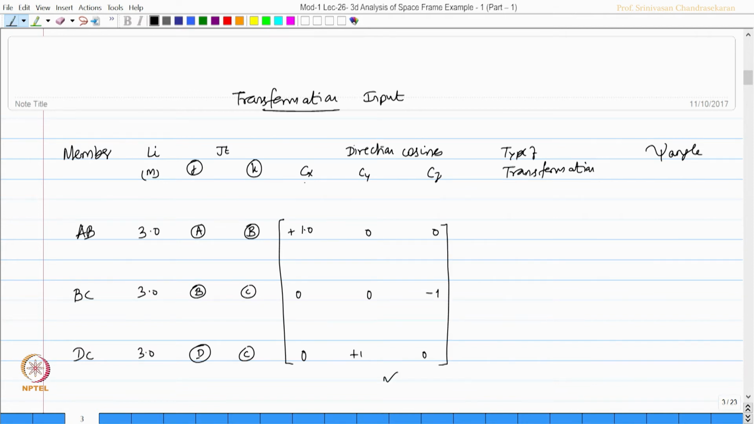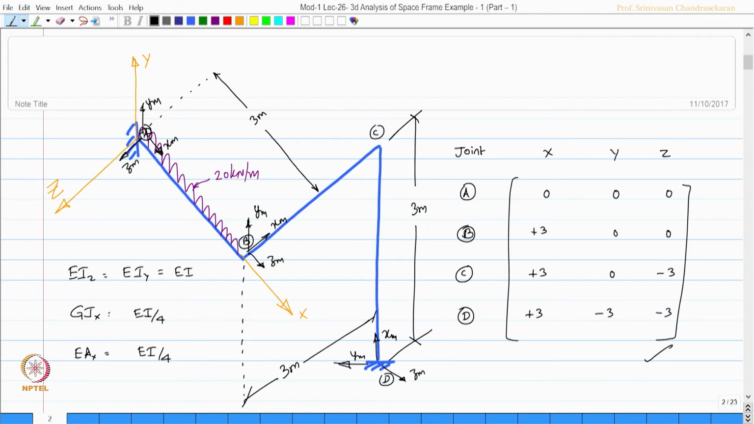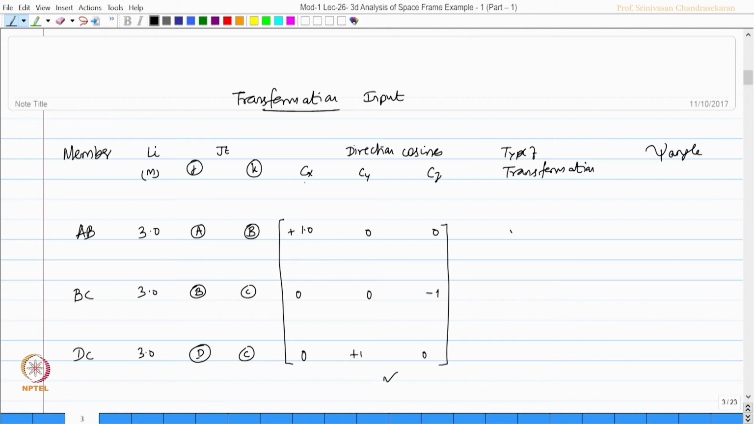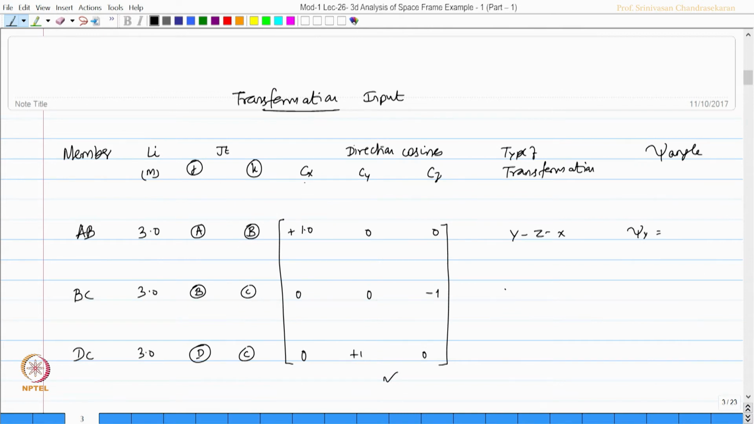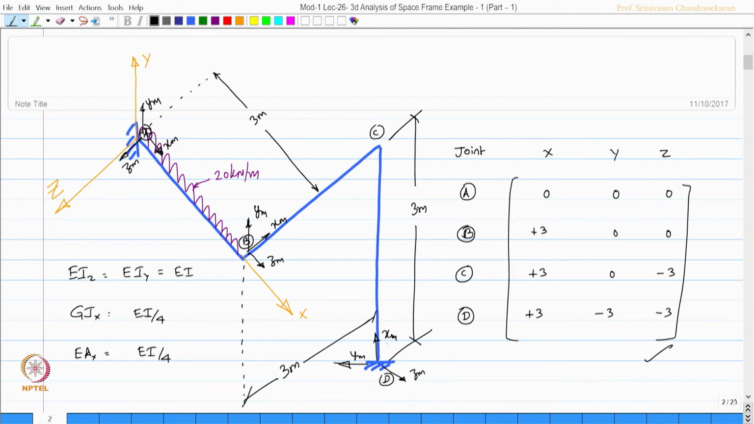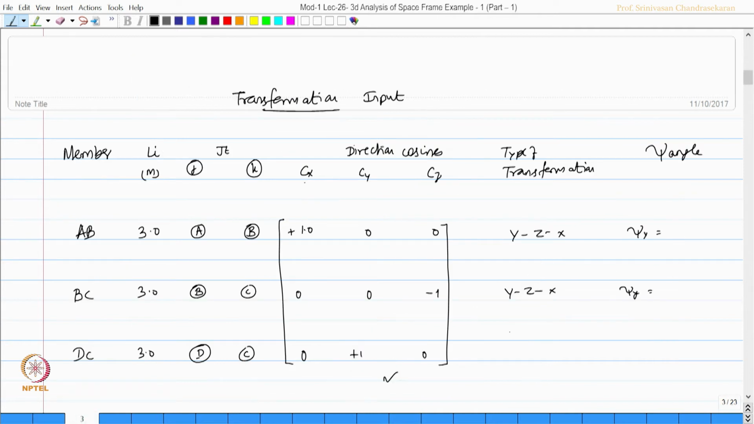Now, let us look at the member AB. X is oriented along x, so no problem. We should say I am going to practice YZX transformation, so we are going to get psi y angle. And for the member BC, xm is oriented along z, therefore, I should do YZX transformation, and again I will get psi y angle. As far as the member DC is concerned, xm is oriented with y, I cannot do YZX. So, I should do ZYX transformation, I will get psi z by inspection.